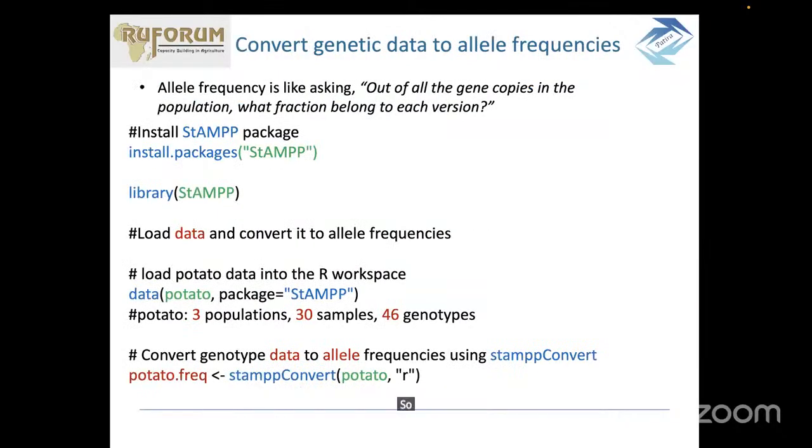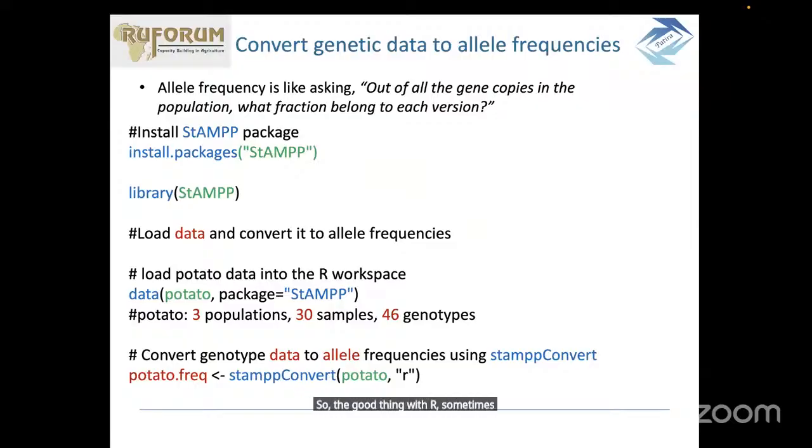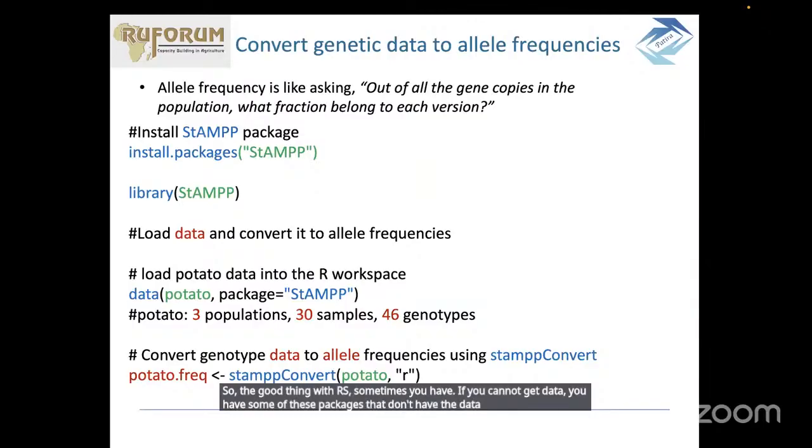There's a package called stamp, and it comes with the data. This is done with potatoes. There were 3 potato populations, with 30 samples and 46 genotypes. When you convert the genotypes to allele frequency, then you can do the calculation for the diversity. The good thing with R is that sometimes if you cannot get data, some of these packages come with data, and you can use those data. Okay.